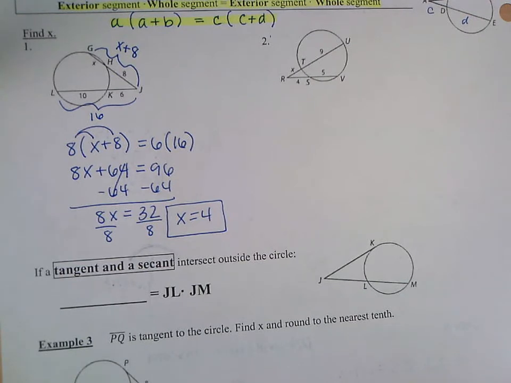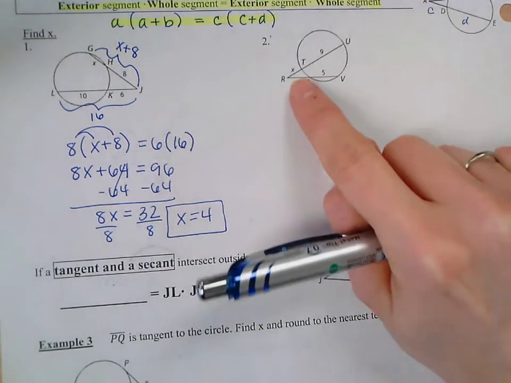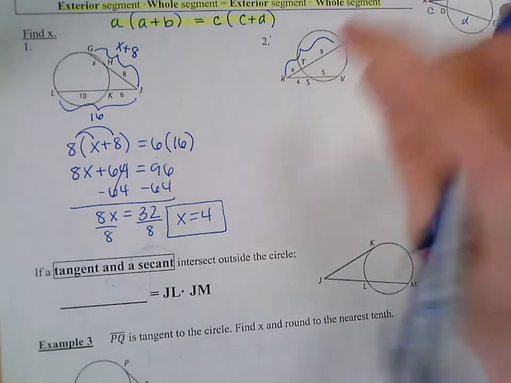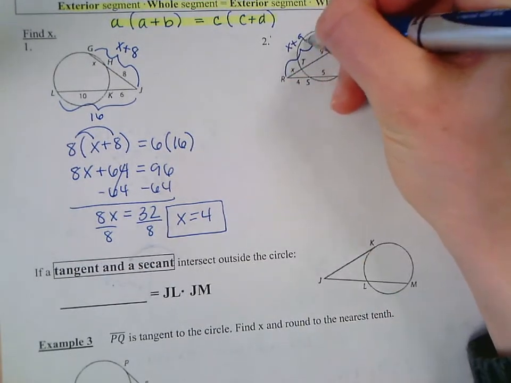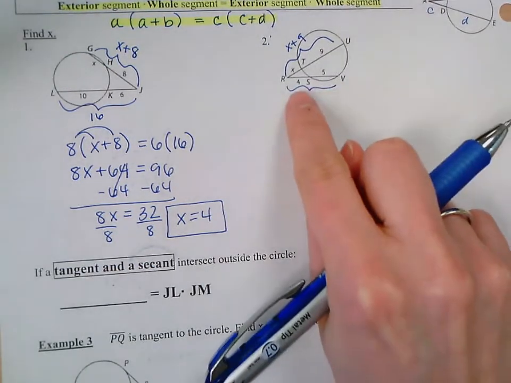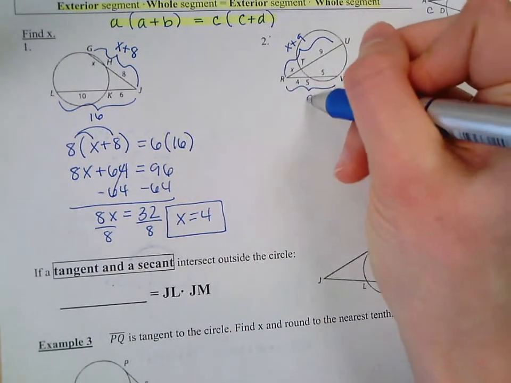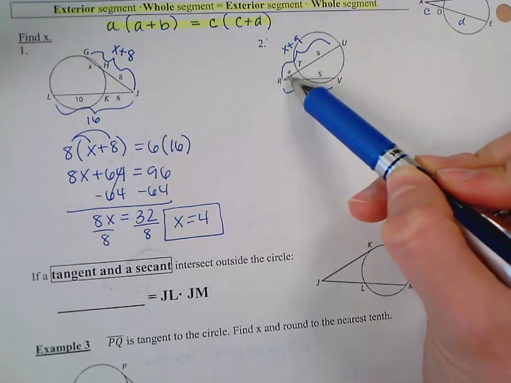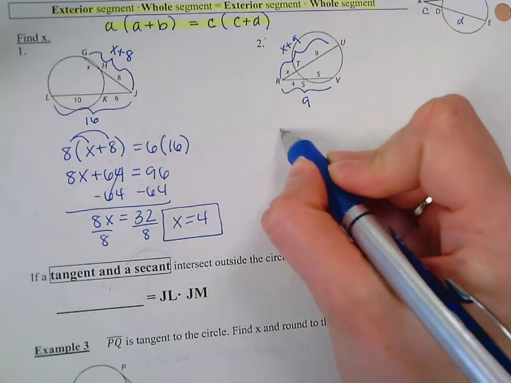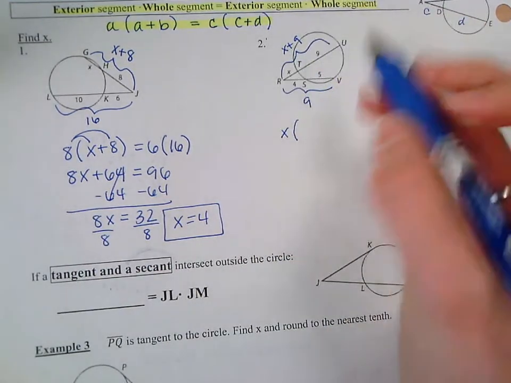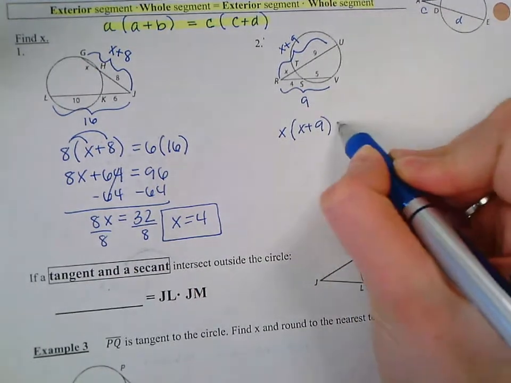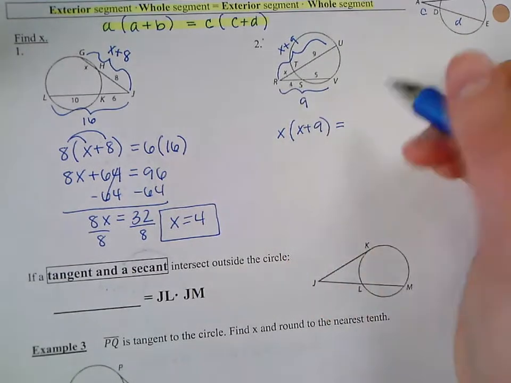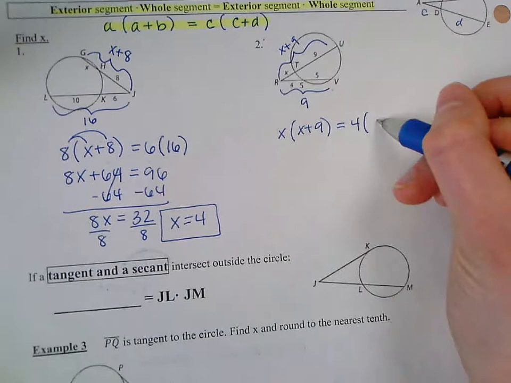So for 2, same idea. I'm going to label first of all what the whole segments are. So RU, the whole thing is x plus 9. And then for RY, it is 4 plus 5, so 9. So I would get, for the first secant, my outer part is x, multiplied by the whole segment, which is x plus 9. And that equals, for the second secant, the exterior part is 4, multiplied by the whole segment is 9.